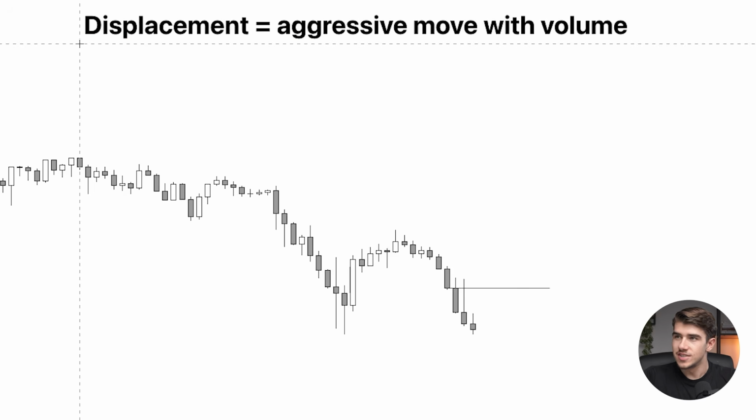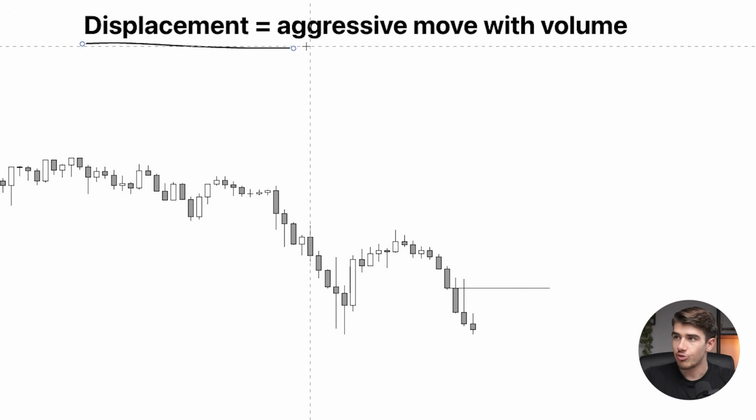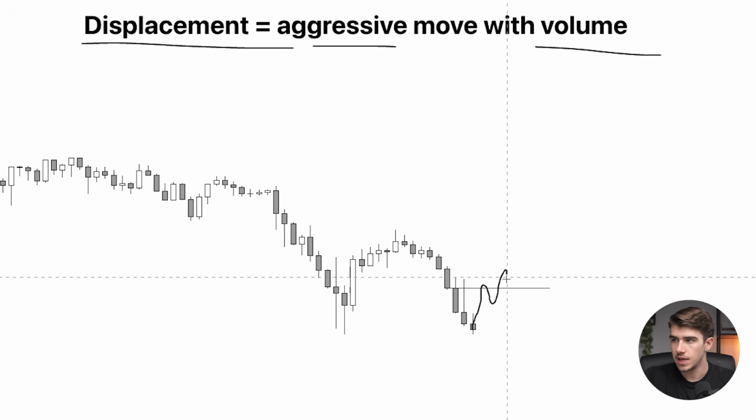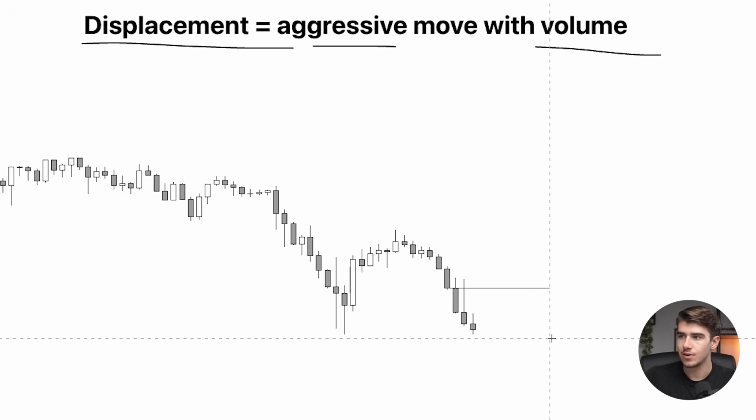Now again, what is displacement? Displacement is an aggressive move with volume. It's basically the move that determines who is actually in control. So if we see large bullish displacement, it means that we are seeing massive candles, and there's basically no doubt that bulls are currently in control. It's also a confirmed structure.